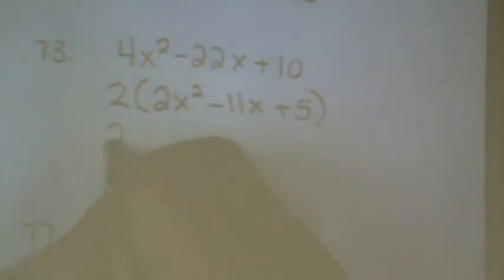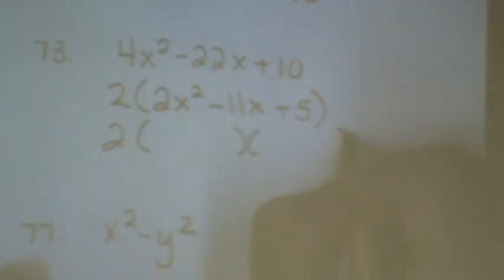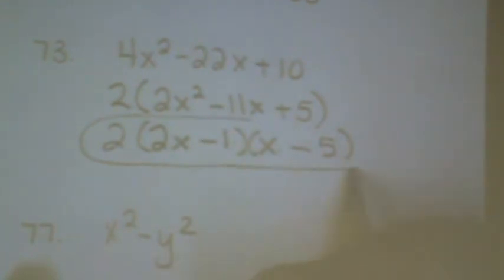73, I see a common 2 I can take out. You're left with 2x squared minus 11x plus 5. And again, these are not perfect squares, so I have to try to factor this the best I can. I have 2x and x. And I'm going to put a -5 here and a -1 here, because that's going to give me -10 minus 1 is -11. So this is the correct answer here.